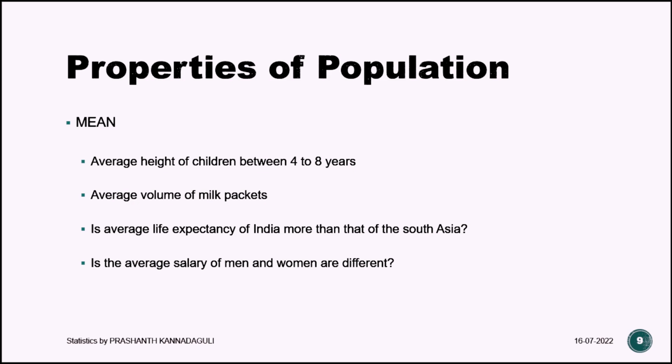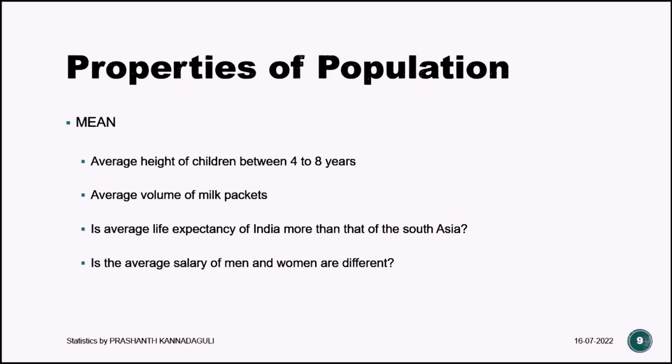So, average height of children between 4 to 8. The word average comes into the picture, which means it is mean. All right. Average volume of milk packets. They say it is half a liter. Is it really half a liter? What is the average? Slight variation will be there, a negligible amount, but the average can be calculated over there.